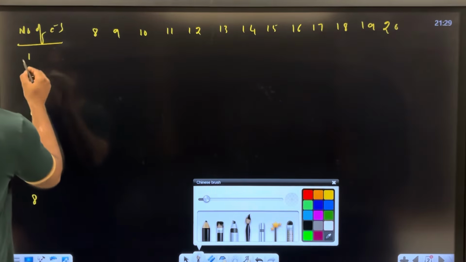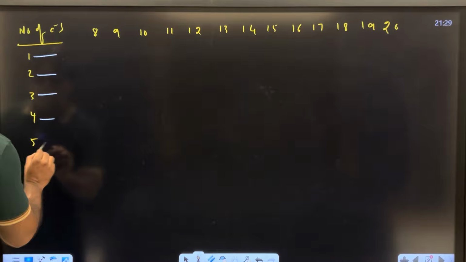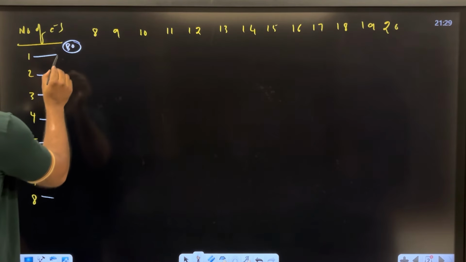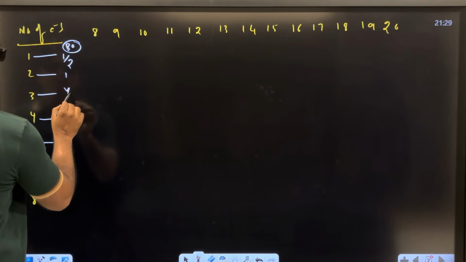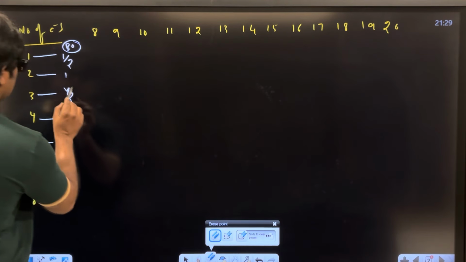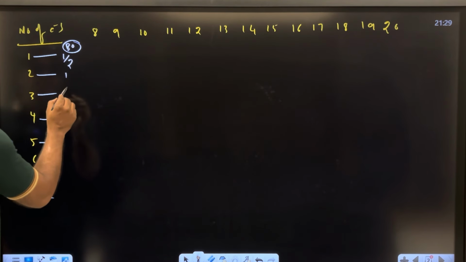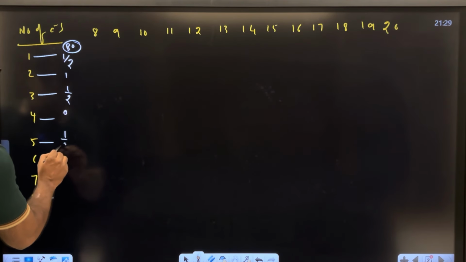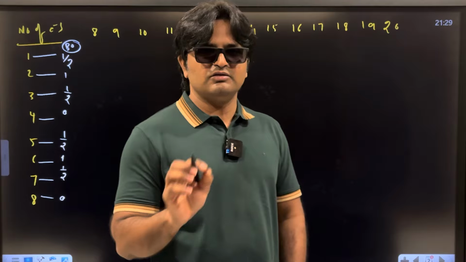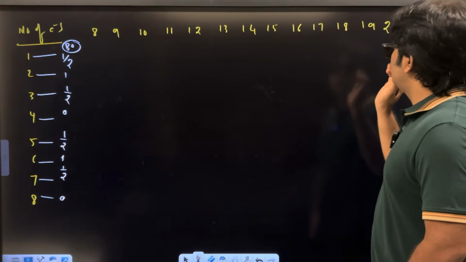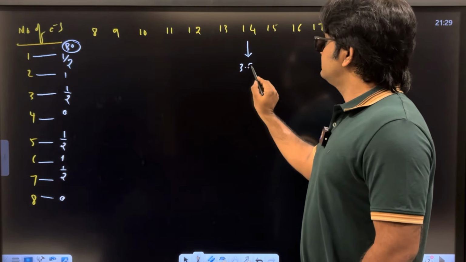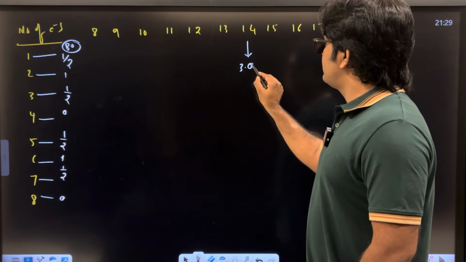Here, from 1 to 8 electrons, I am taking like this. On the right side I am taking the bond order, BO stands for bond order: half, 1, half, 0, half, 1, half, 0, and so on. That is the bond order. And from 8 to 20 electrons, it is better to start from 14 electrons. What is the bond order in the 14 electron system? 3.0.